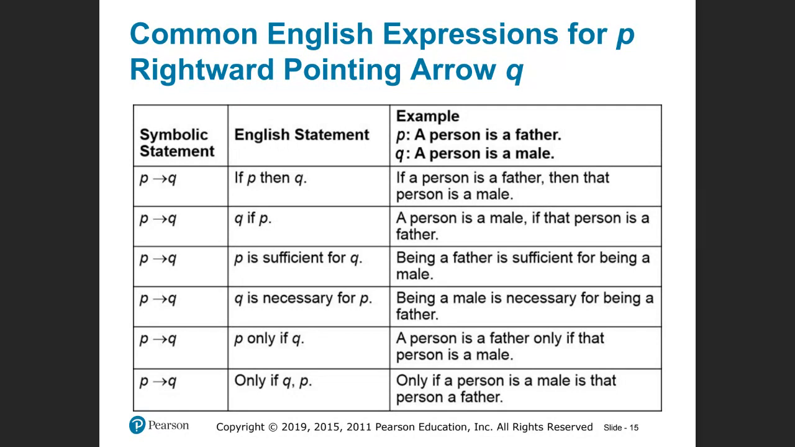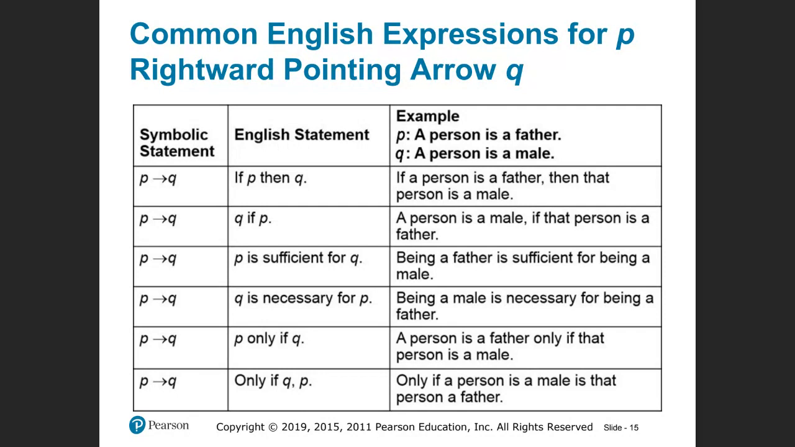The next line, Q, if P. A person is a male, so we're putting Q first, if that person is a father. So that would be P. Third line, P is sufficient for Q. In English, being a father, P, is sufficient for being a male, Q.